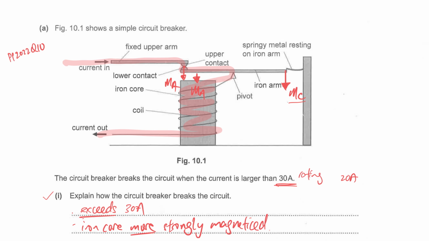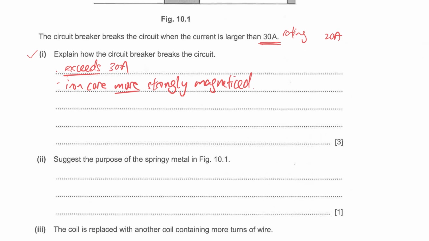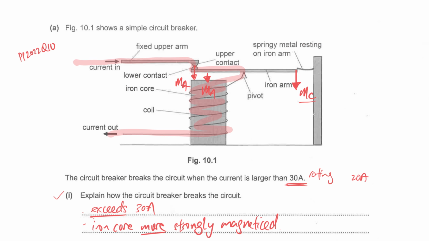Next part of the question, they actually ask you for the purpose of the springy matter. So as mentioned, the springy matter is exerting a downward force on the iron arm and is creating a clockwise moment. All right, and this is actually to counterbalance the anti-clockwise moment due to the attraction by the iron core and also the anti-clockwise moment due to the force acting down by the upper contact on the lower contact or on the left side of the iron arm.